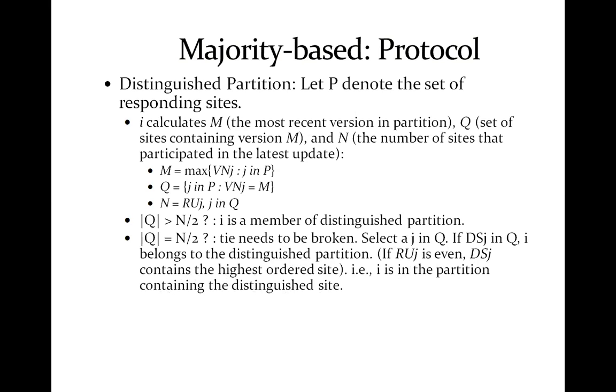The total meaning of this is that if J is the element of Q, we select a J as the element of Q, and if DSJ is the element of Q, then it means I belongs to the distinguished partition. And when n is even, then RUJ will also be even, and that DSJ, the distinguished site set, contains the site with the highest order or the linear order.